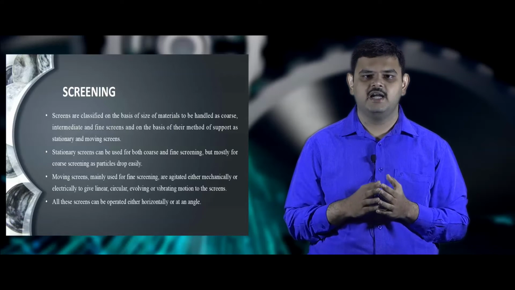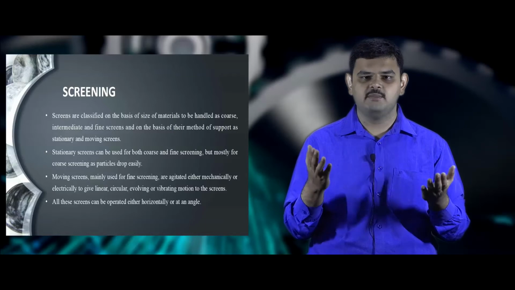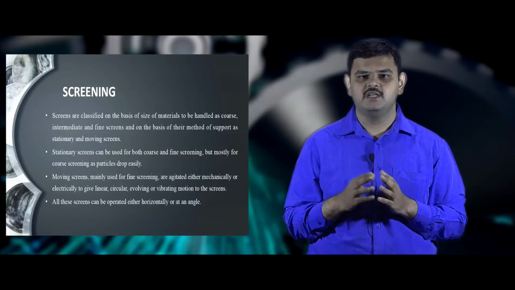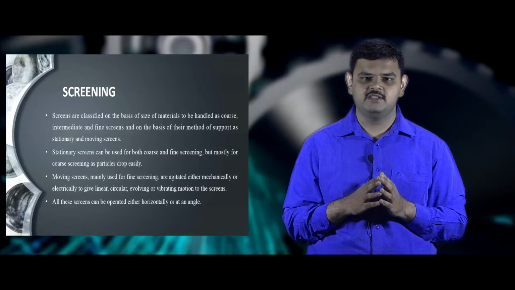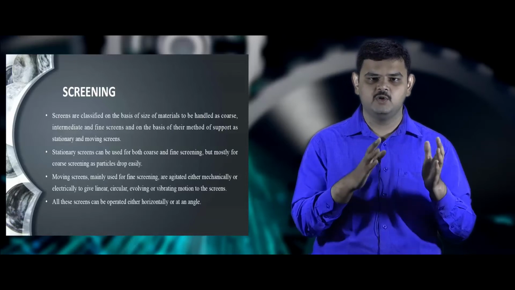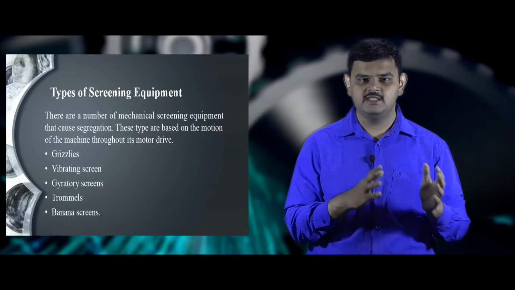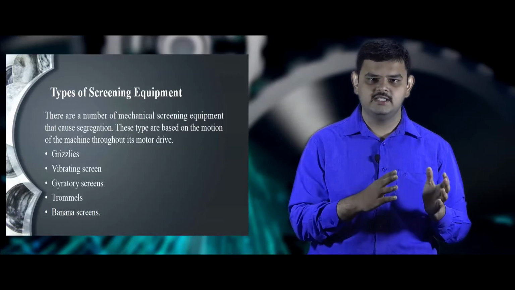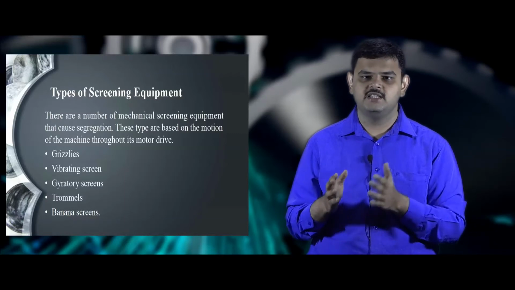The screens have mesh numbers. The mesh number is represented as the number of openings per square inch. The higher the mesh number, the lower the opening size of the screen. The screens are classified based on the particles which are fed to the screen, that is, intermediate, coarse, and fine particles. Now we move on to the different types of screens. These screens are classified based on the movement of the screens, such as grizzlies, vibratory screens, gyratory screens, trommels, and banana screens.